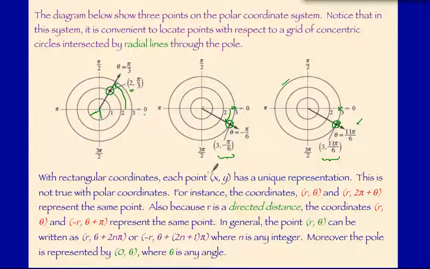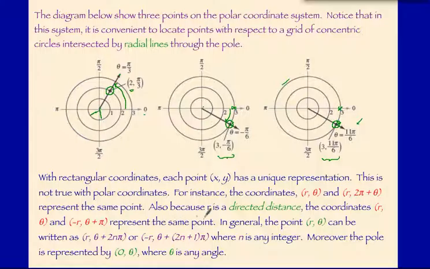With rectangular coordinates, each point (x, y) has a unique representation. This is not true with polar coordinates. For instance, the coordinates (r, theta) and (r, 2 pi plus theta) represent the same point. Just like we said, any point that you choose, if you rotate around another 2 pi, you end up at the same point. Also, because r is a directed distance, the coordinates (r, theta) and (negative r, theta plus pi) represent the same point.